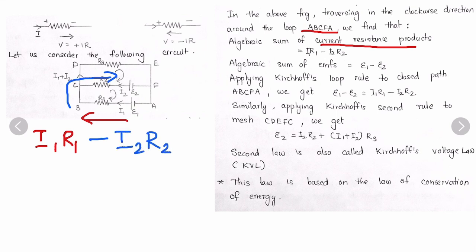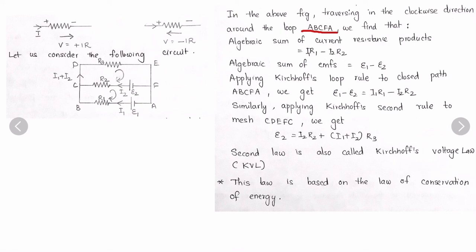Once again I tell you, the first one you are analyzing is I1 R1. We are traversing in this direction, and the current direction is also in this direction, so the first product I1 R1 will become positive. Then after that, when you go like this, you have to follow only one direction, either clockwise or anti-clockwise.